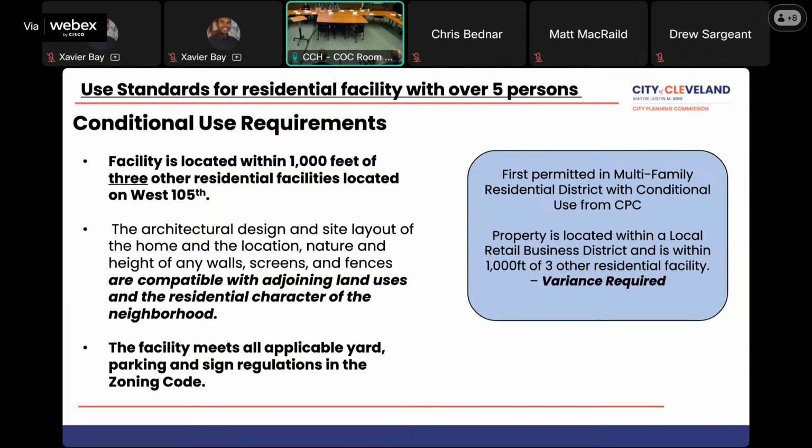Madam Chair, for the presenter, how are you funding this project? Will you be receiving per diem from the state, or how will you be funding? It will be from the state.